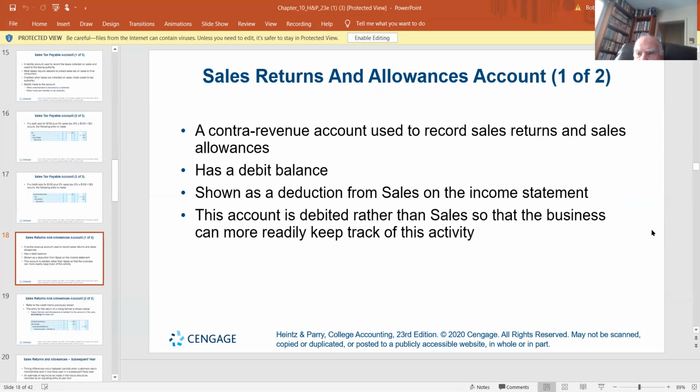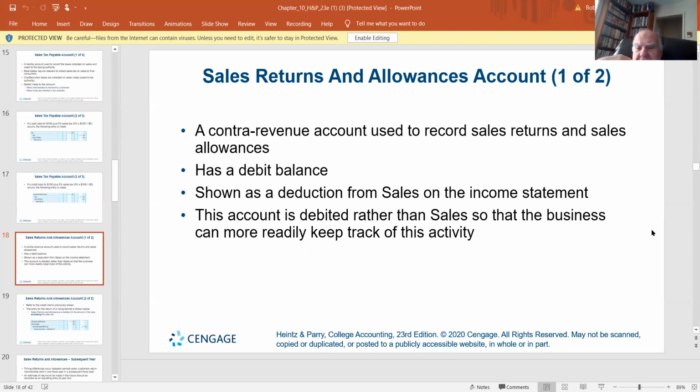Now let's talk about something new. Sales returns and allowances. This is a contra revenue account. Thus, it has a debit balance. We know now that revenues, sales, income have a credit balance. So this would have to have a debit balance. And in so doing, you are reducing the net sales. The net sales defined as gross sales minus sales returns and allowances minus sales discounts. So the sales returns and allowance account is a contra to sales with a debit balance, and it's going to be showing that way on the income statement.